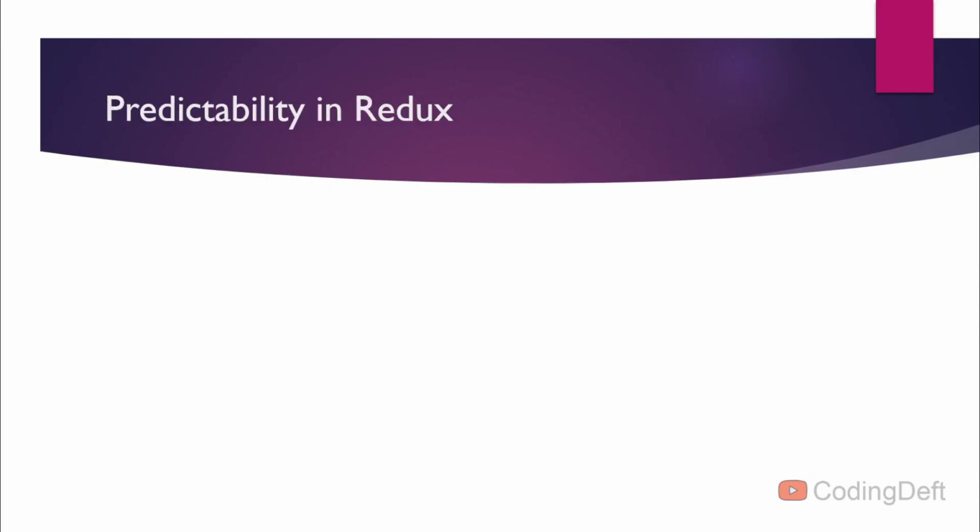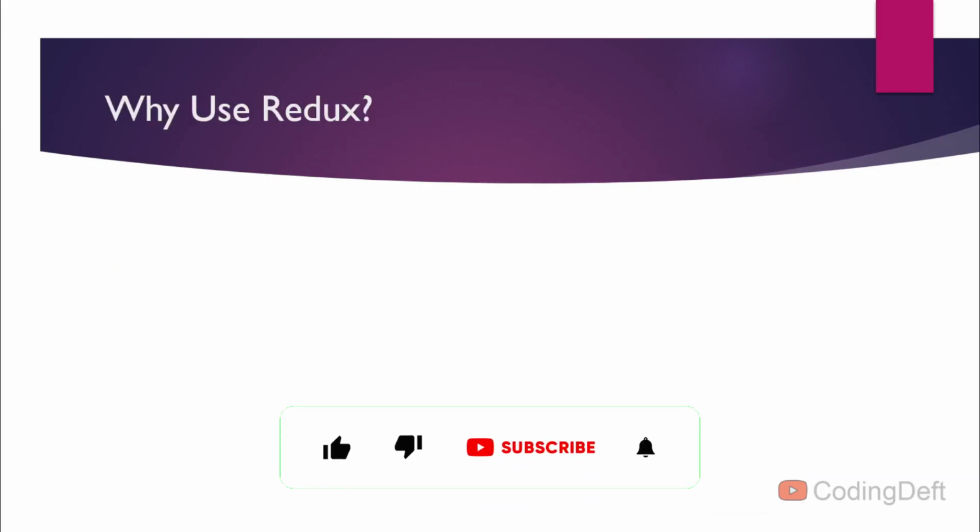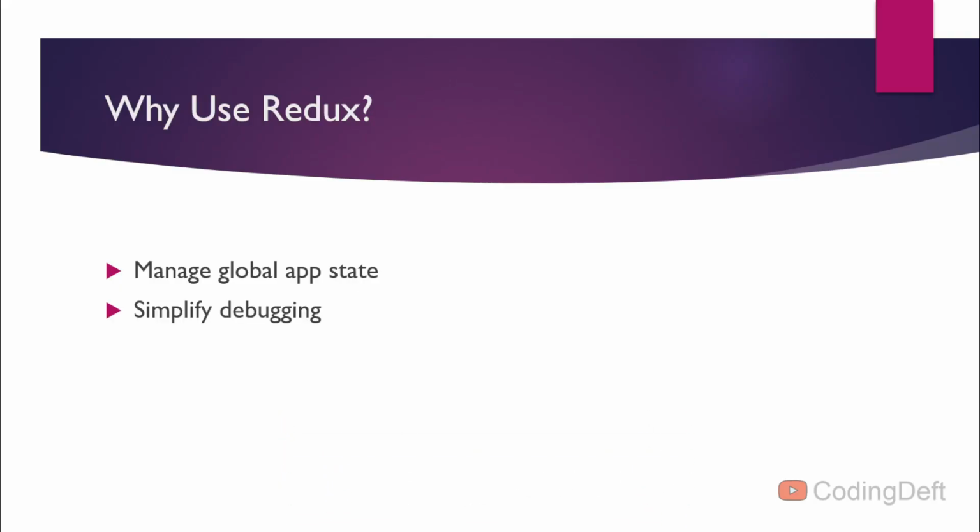What is predictability in Redux? One of the strongest features of Redux is predictability. State change happens through predefined actions and reducers, making the state behavior of your application traceable and consistent. It makes it easier to debug, test, and understand the flow of data. So let us understand why use Redux. When your application has a lot of shared or global state, it helps track when and why state changes happen, improving maintainability and reducing bugs.